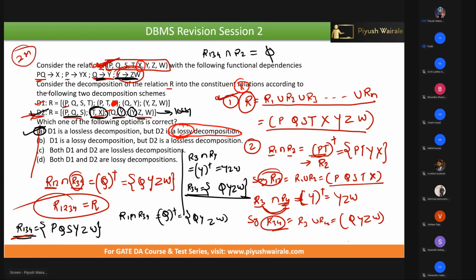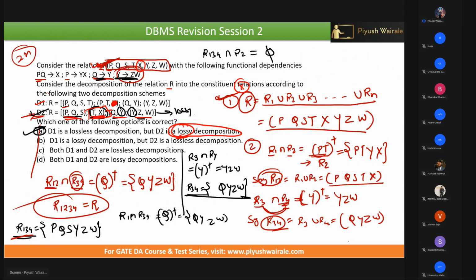Also, sir, in D2, if we see visually, in the second one, T comma X, we can directly see that T is not common in any of R1, R2, R3, R4. So directly we can say it is lossy, right? Without calculating everything. Yes. If both T and X are not present in any one of the relations here, then you can say it's lossy. Got it, sir. That will come via practice.